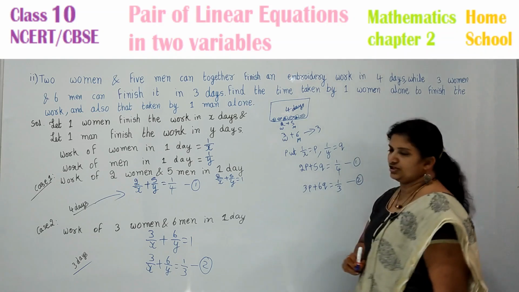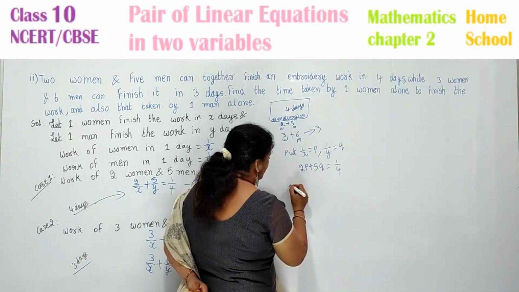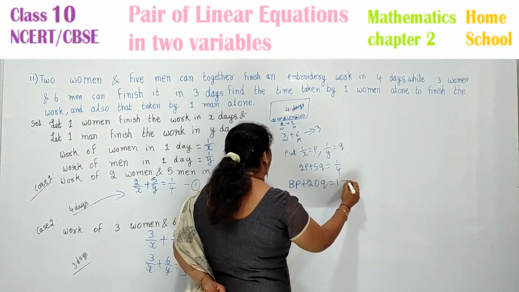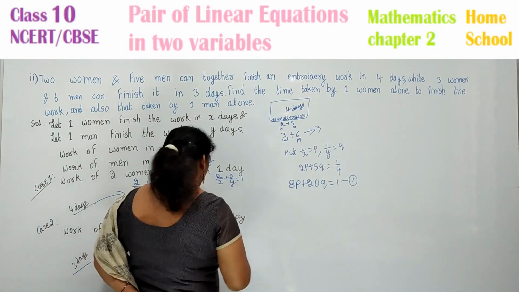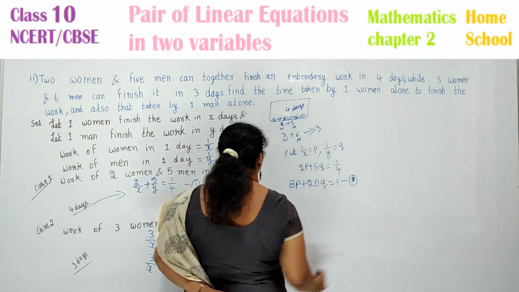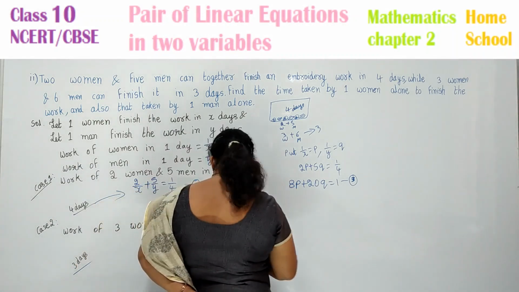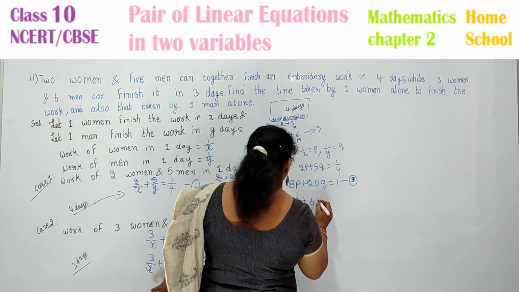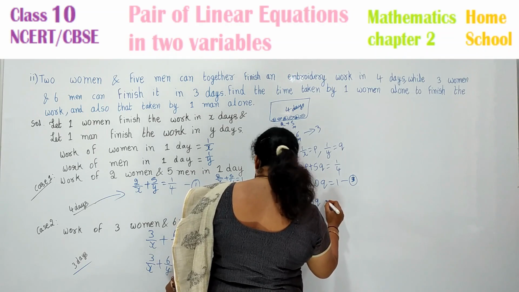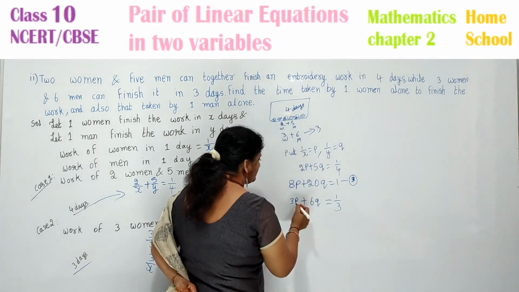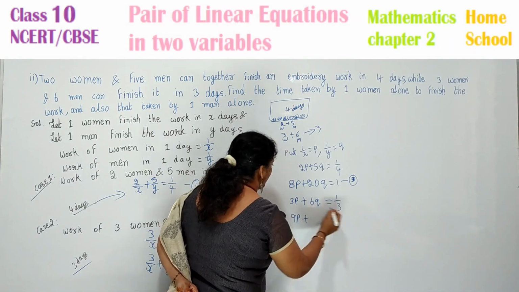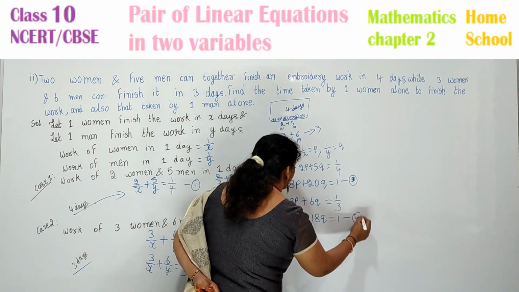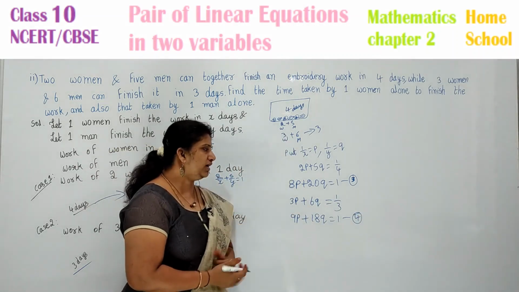Mark the second equation. Multiply the first equation by 4, children. 4 2s are 8. 8p plus 20q is equal to 1. Mark this third equation, children, not first. And similarly, rewrite your second equation. That is 3p plus 6q is equal to 1 by 3. Send this 3 to this side. 3 3s are 9p plus 6 3s are 18q is equal to 1. Mark this fourth equation.